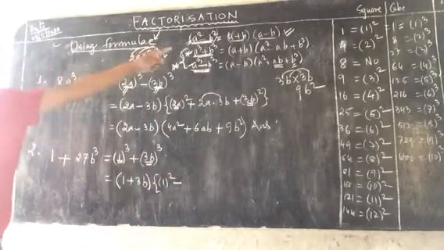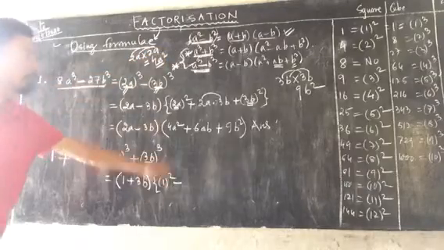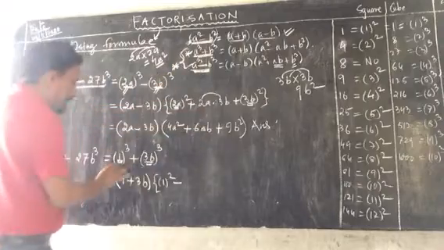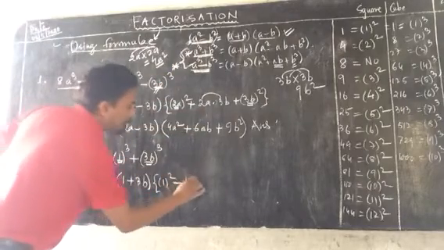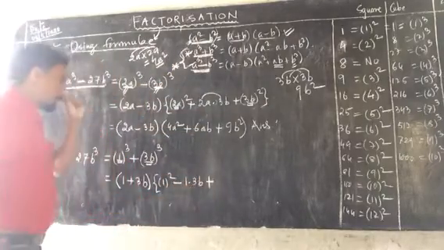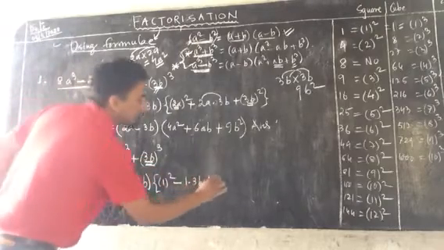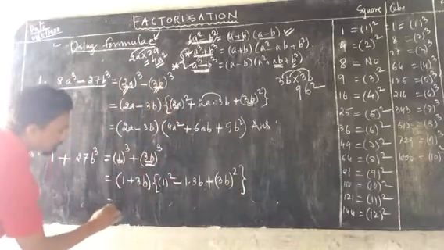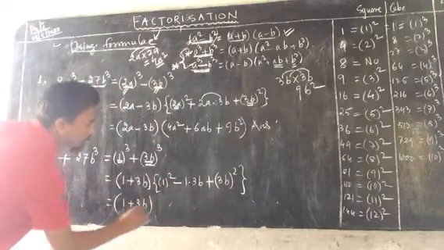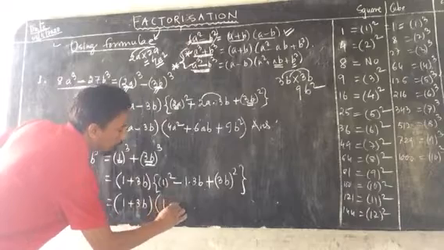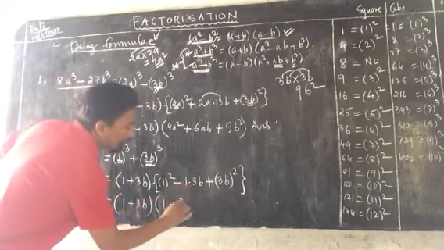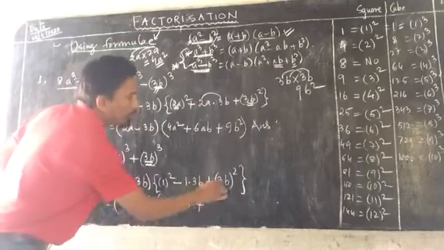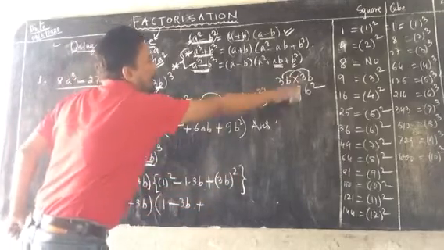Minus. There is minus in the formula. You cannot use the sign yourself. You have to see what sign is there in the formula. The same sign you have to use. Minus. After that, AB. A is 1, B is 3B. Plus B square. B is 3B. B square means 3B whole square. So 1 plus 3B, 1 minus 3B, plus 3B whole square. 3B whole square is 9B square.